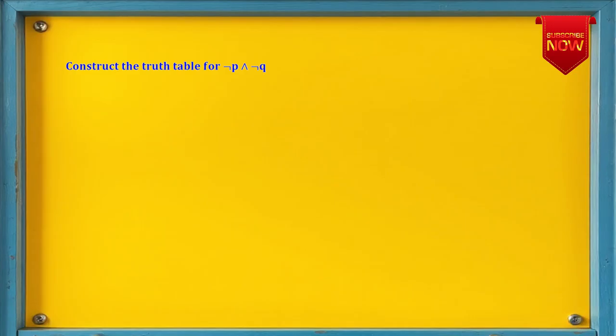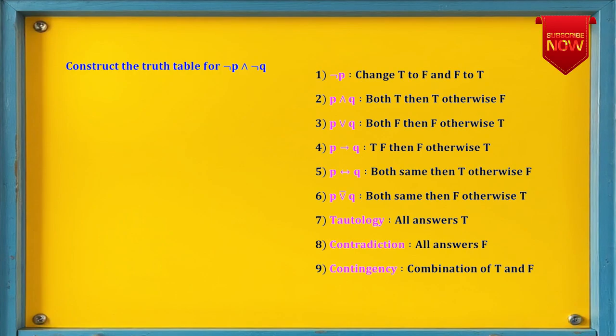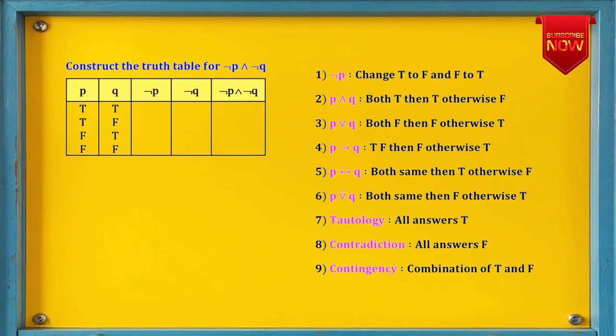Construct a truth table for not P and not Q. Now we have to draw the truth table, and we have to use the conditions. Instead of remembering all the tables, it is very easy if you remember these conditions. Now we have to take two statements, P, Q. We know that there are four possibilities, TT, TF, FT, FF.